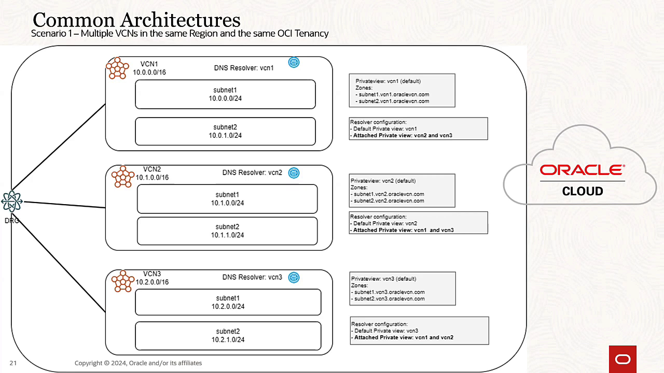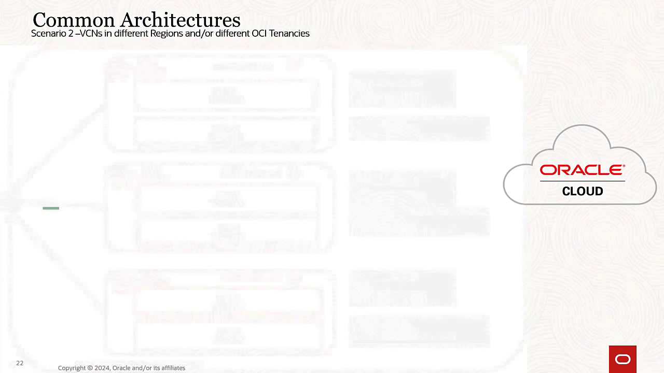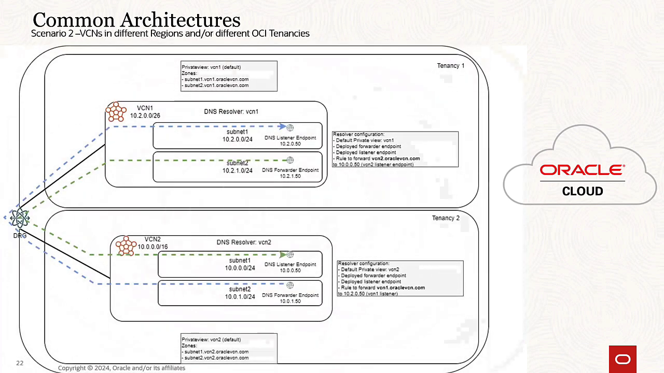To implement this scenario, you must go into each VCN resolver and attach the private views of the other VCNs. In the previous scenario, we covered the use case of multiple VCNs in the same region and in the same tenancy. What happens if we have multiple tenancies and even VCNs in other regions?